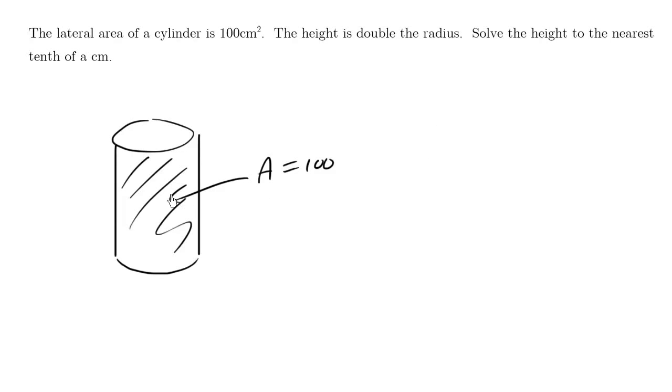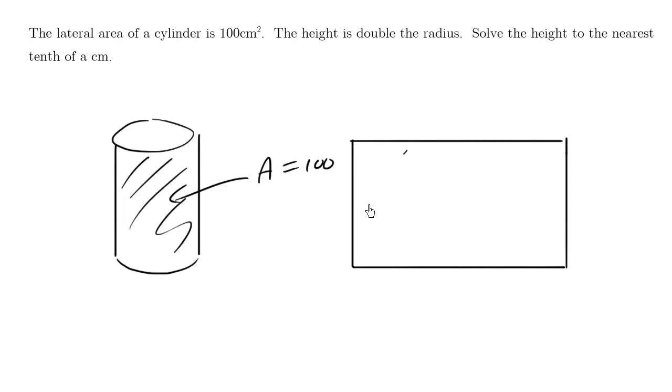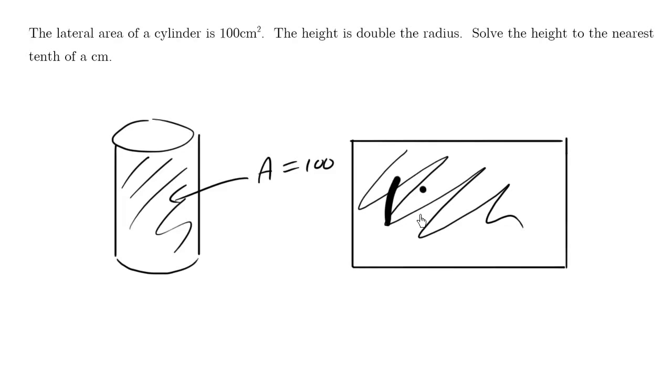Now the key is the word lateral area of a cylinder. This happens to be a rectangle. So if I open this up, much like a toilet paper roll, it would look like this. This here would be the same lateral area, and this area happens to be 100 centimeters squared.